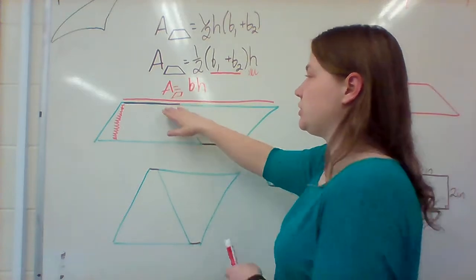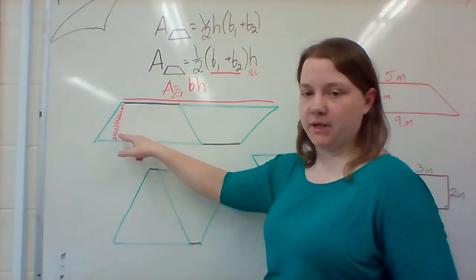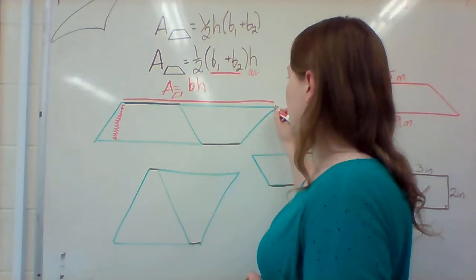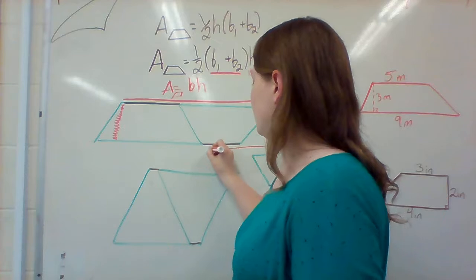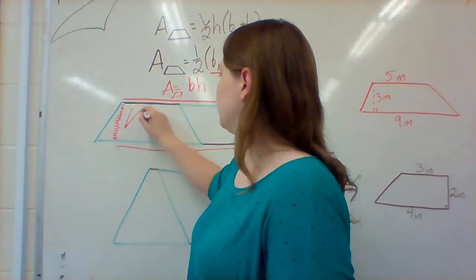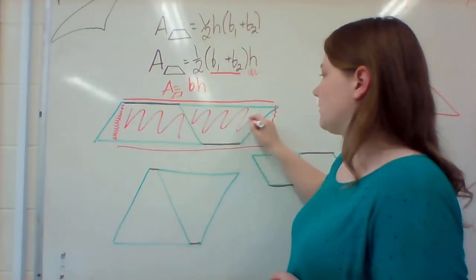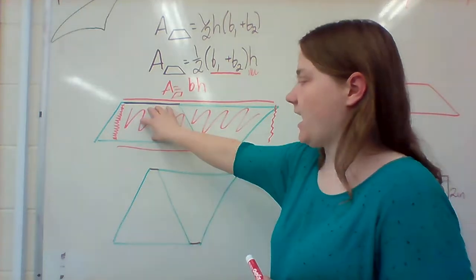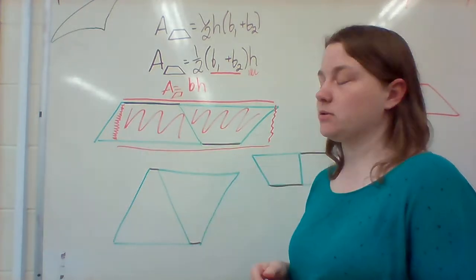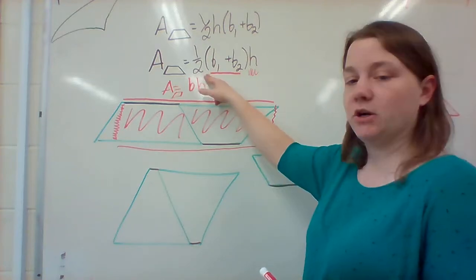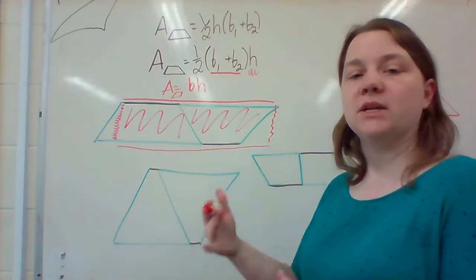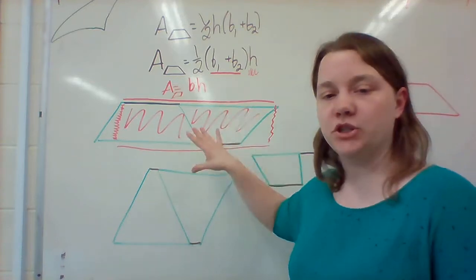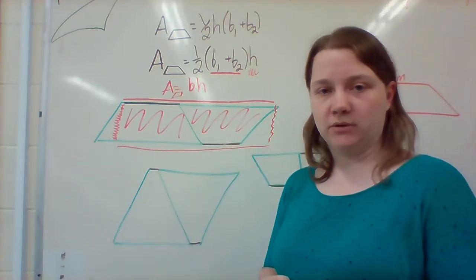So after we add the two bases up and multiply by the height, that will get us all of this information, everything in here. We don't want everything in here. We just want half of it. We just want this trapezoid. So what we do is we multiply it by a half, or we divide it by two, so that we end up getting just the area of a trapezoid.